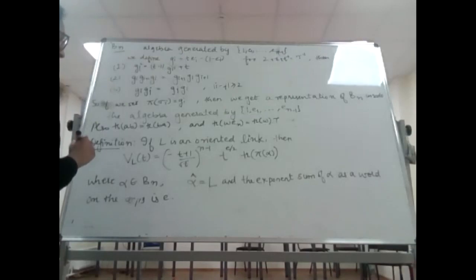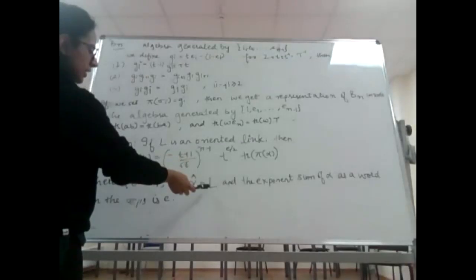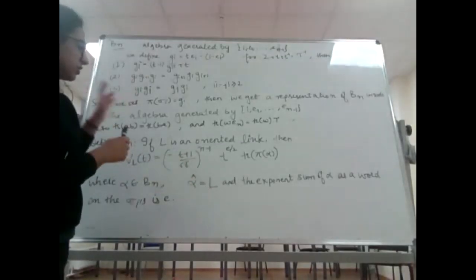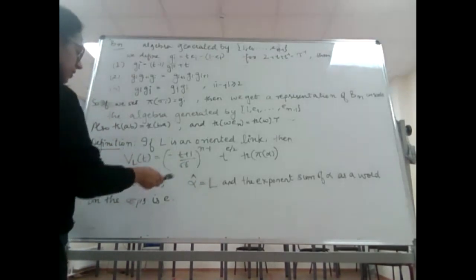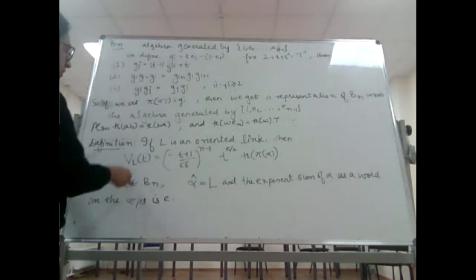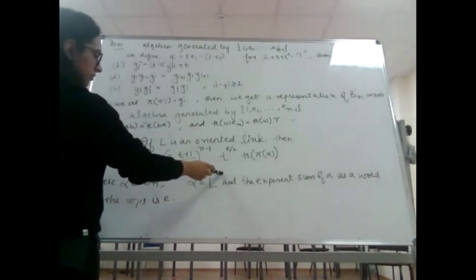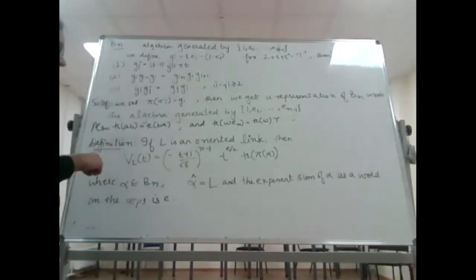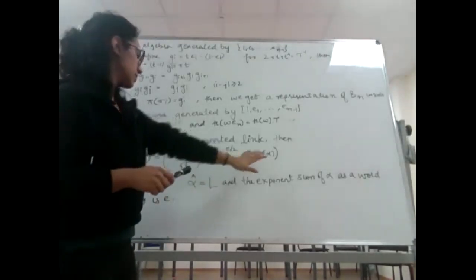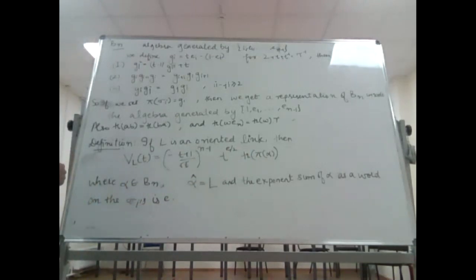All right. So if you have any oriented link L, which is just a link with some decided orientation, and that link is given by the closure of some braid, let that braid be called alpha, then the Jones polynomial is given by this expression. And here the exponent sum of alpha, as a word in the braid generators, is E.